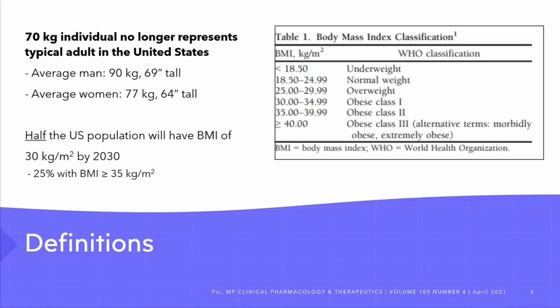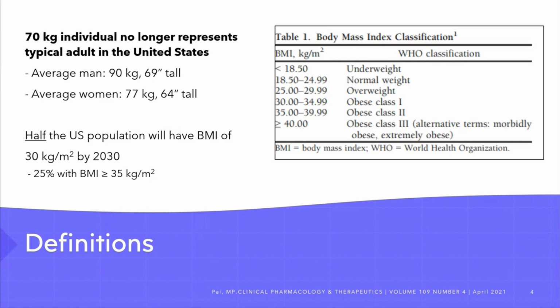A 70-kilo individual is no longer representative of a typical adult in the United States. The average American man now weighs right around 200 pounds or 90 kilos, and the average American woman now weighs around 170 pounds or 77 kilos. Putting that together, trying to come up with what is an average American, it's right around 84 kilos with a body mass index, or BMI, of 29.